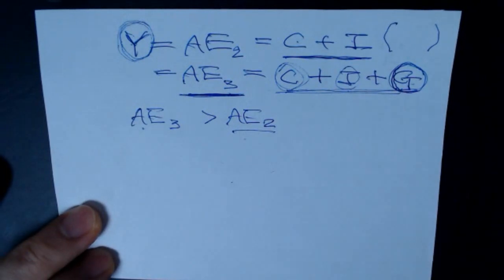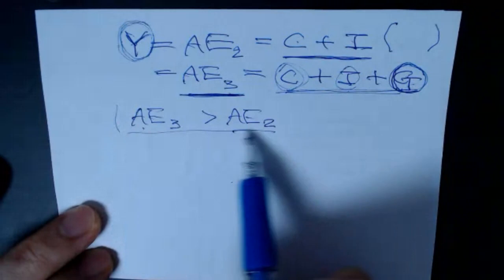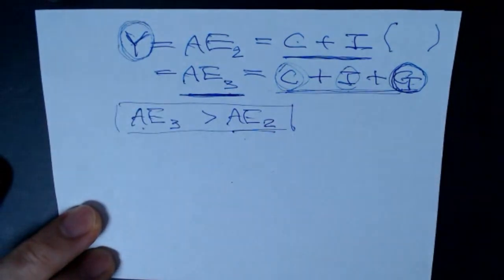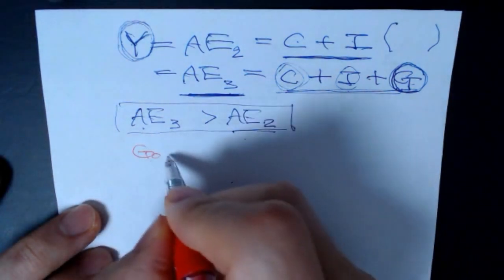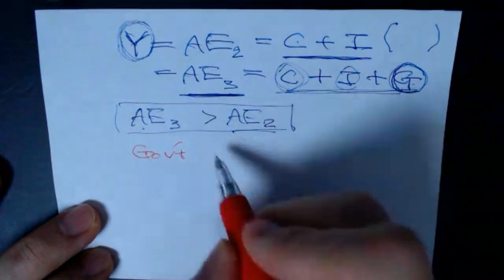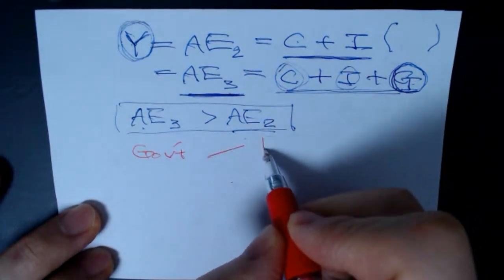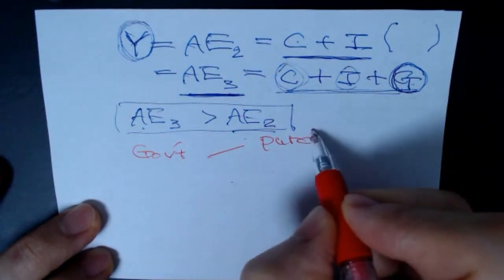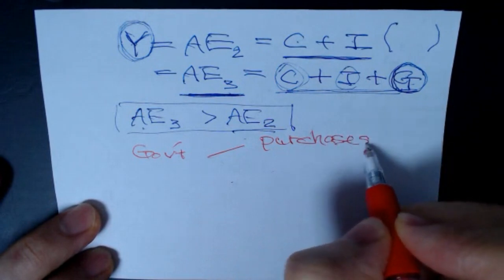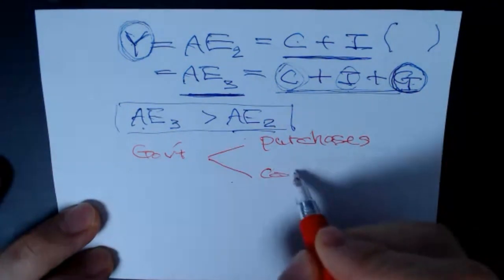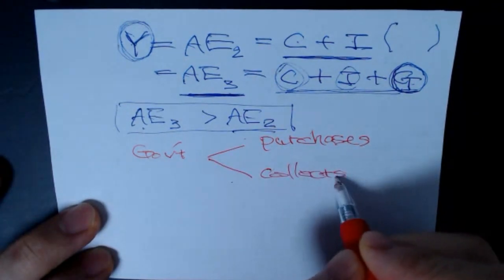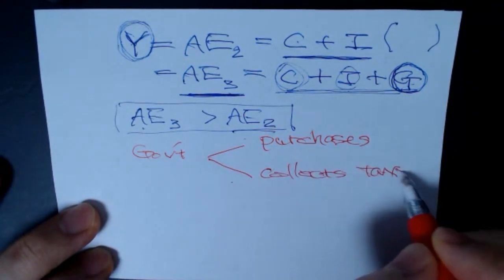But be careful. Sometimes this may be the case. This is not the case. Because, as I said, this government does two things. One thing, it purchases. But at the same time, what does it do? Collects. What? Tax.